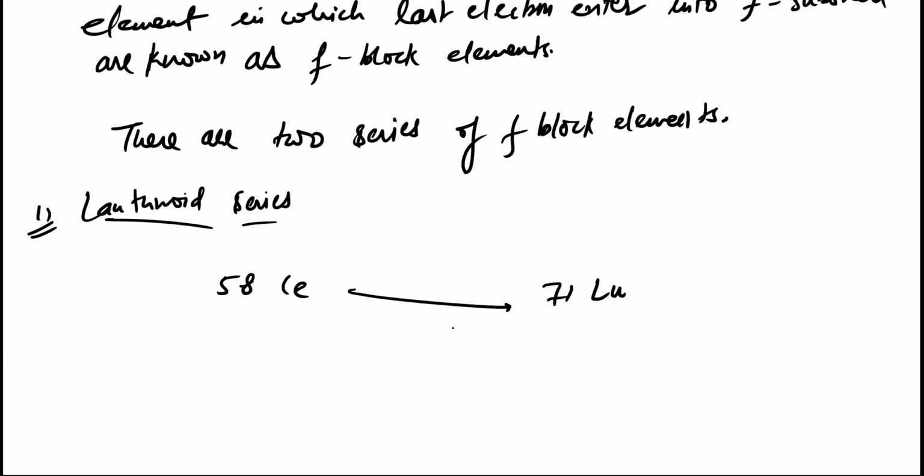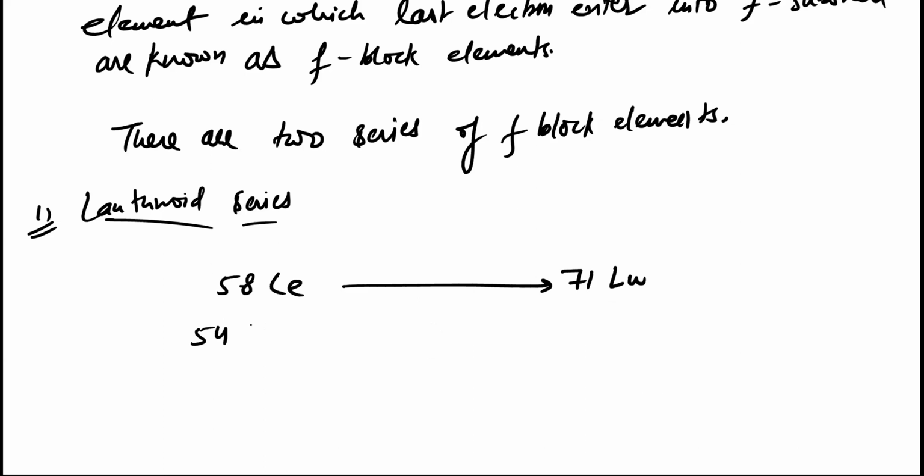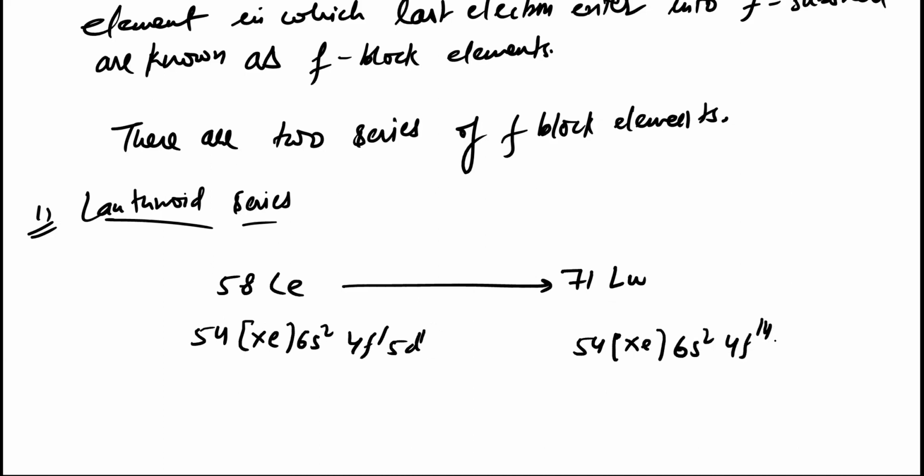Lu. We are going to have from cerium to lutetium, not cesium, cerium. Okay, so it is 54 Xe 6s2 4f1 and then 5d1. And this is 54 Xe 6s2 4f14 and then 5d1. So they are going to have d1 because they are present at the same place. This is in the drawers. All the 14 elements are placed at the same place, like in a drawer.